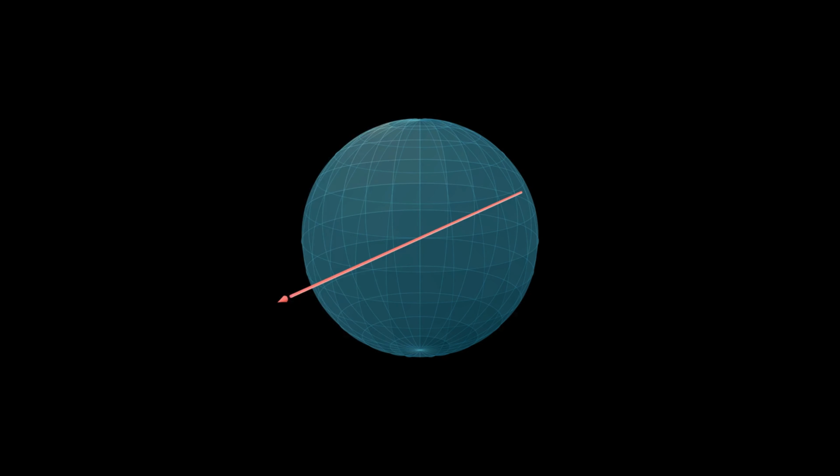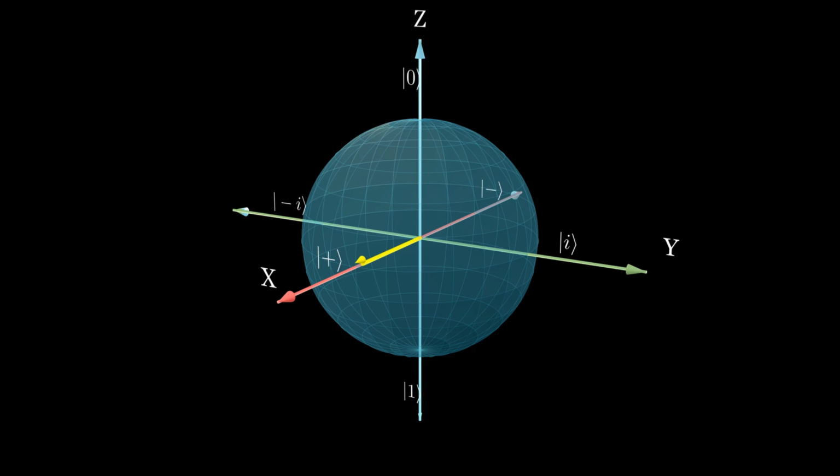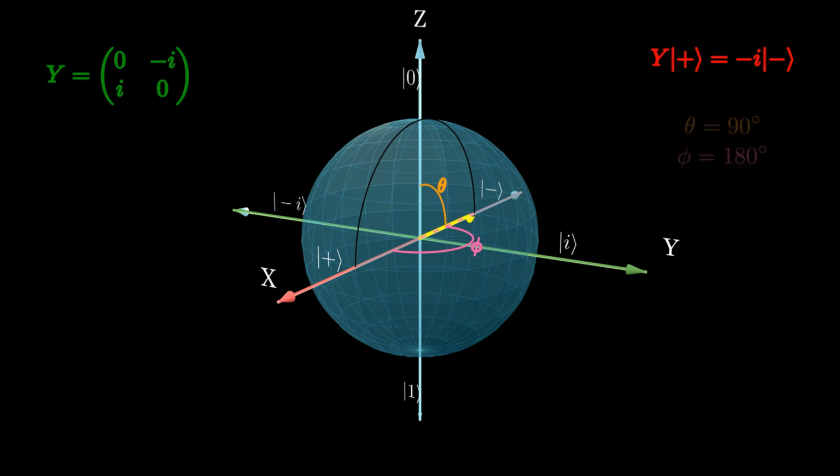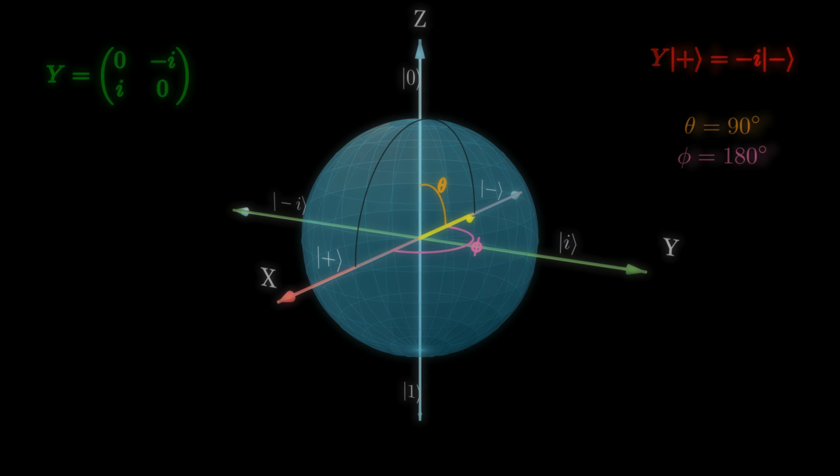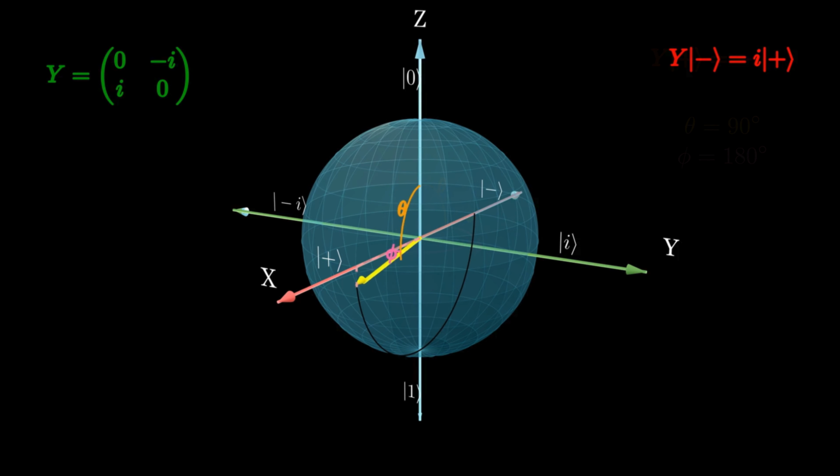Y gate. The Y gate is a combination of X and Z gates. It applies both a bit flip and a phase flip to the qubit. It rotates the qubit state around the y-axis of the Bloch sphere by pi radians, or by 180 degrees.